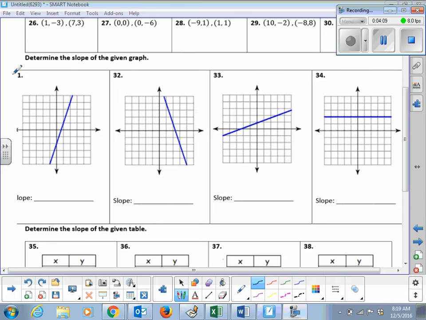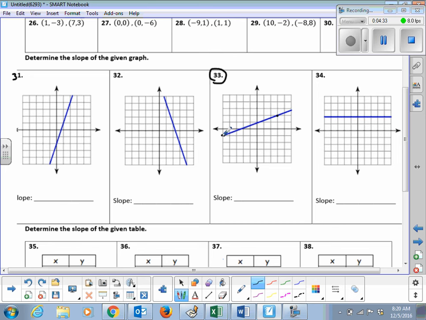Okay. For 31 through 34, you need to determine the slope from the graph. So I'm going to go ahead and do 33. So remember, you need to look for 2 good points. I see one here, and okay. And honestly, I would say this is my other good point. These are a little bit harder to see.